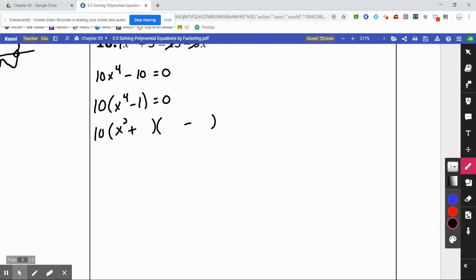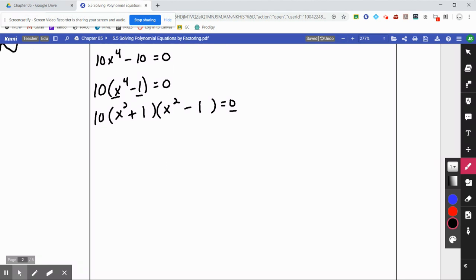X squared times itself gives you x to the 4th. 1 times itself gives you 1. Now, a while ago, I went ahead and factored this again. But I'm going to go ahead on this one and just show you, once you hit x squared, you don't have to factor again. Do I have to set 10 equal to 0? No, because 10 can't equal 0, so you can just forget about that one.